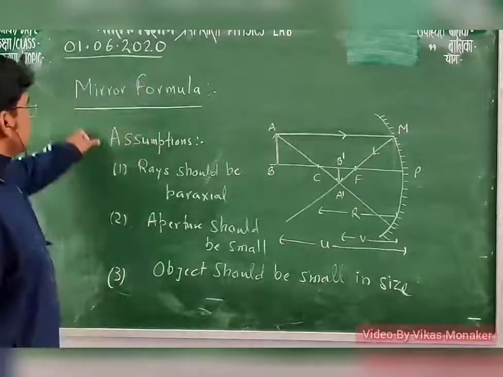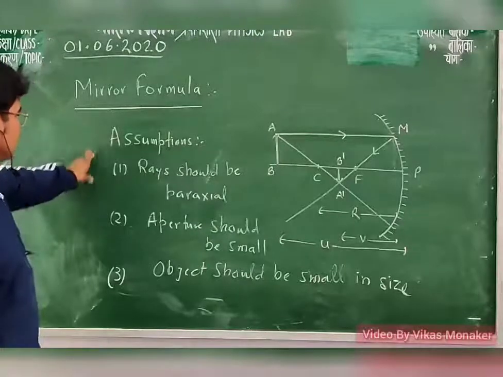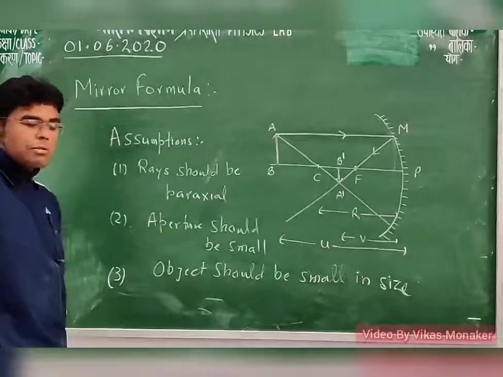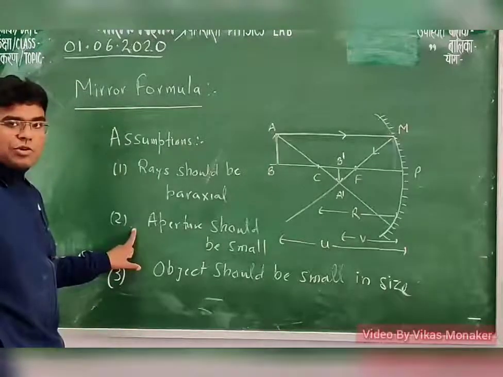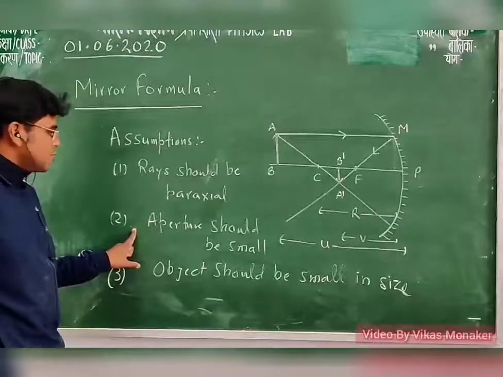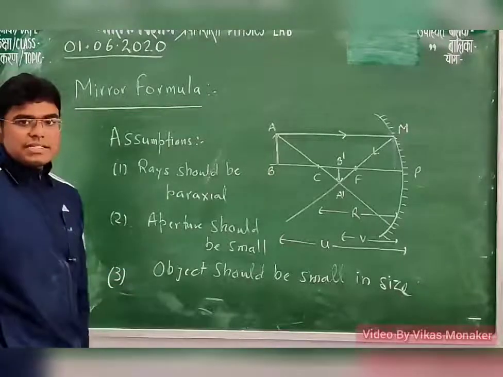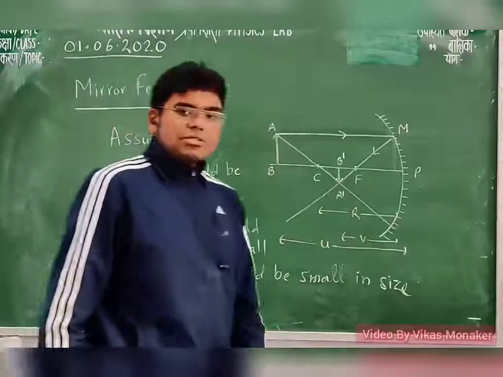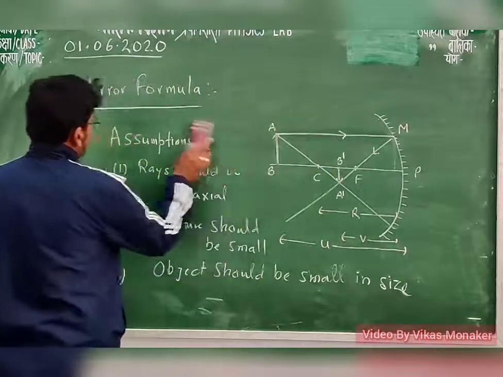So there are some assumptions while deriving the mirror formula that we are taking. The first assumption is the rays should be parallel, not marginal rays. Second, the aperture of the mirror for which you are applying the mirror formula should be taken small. Third, the object should be small in size. Object should not be large in size. So these are the assumptions that we are taking while deriving the mirror formula.